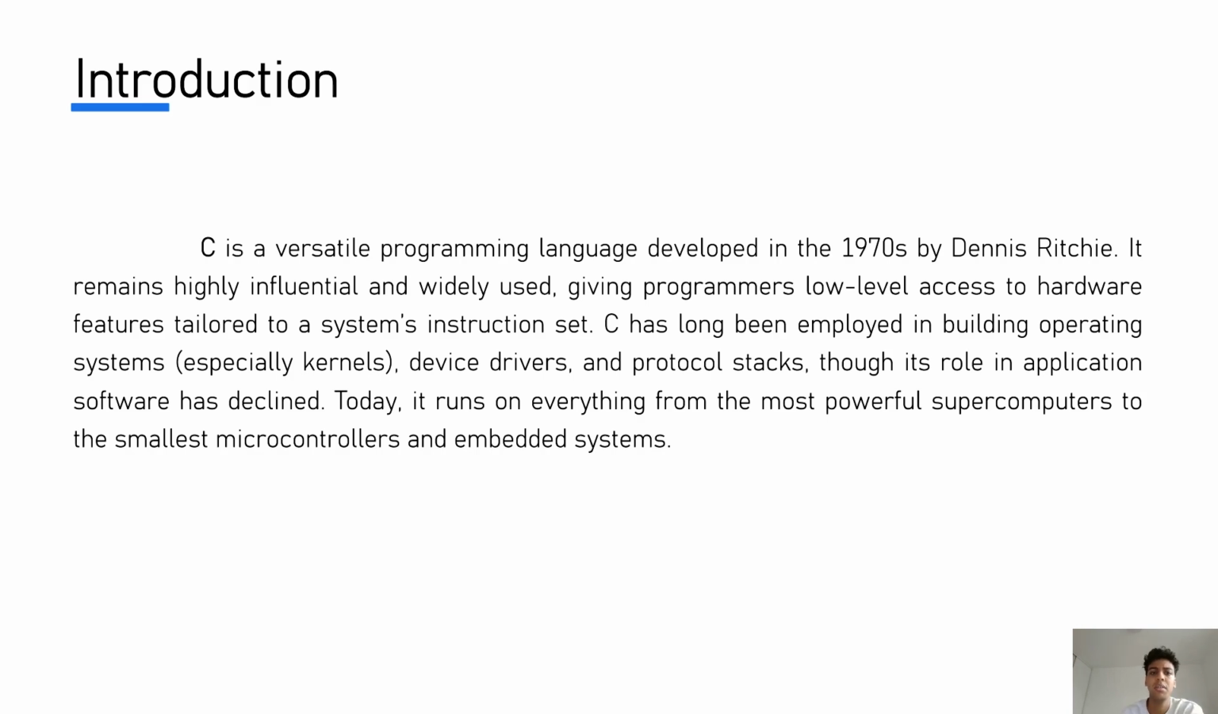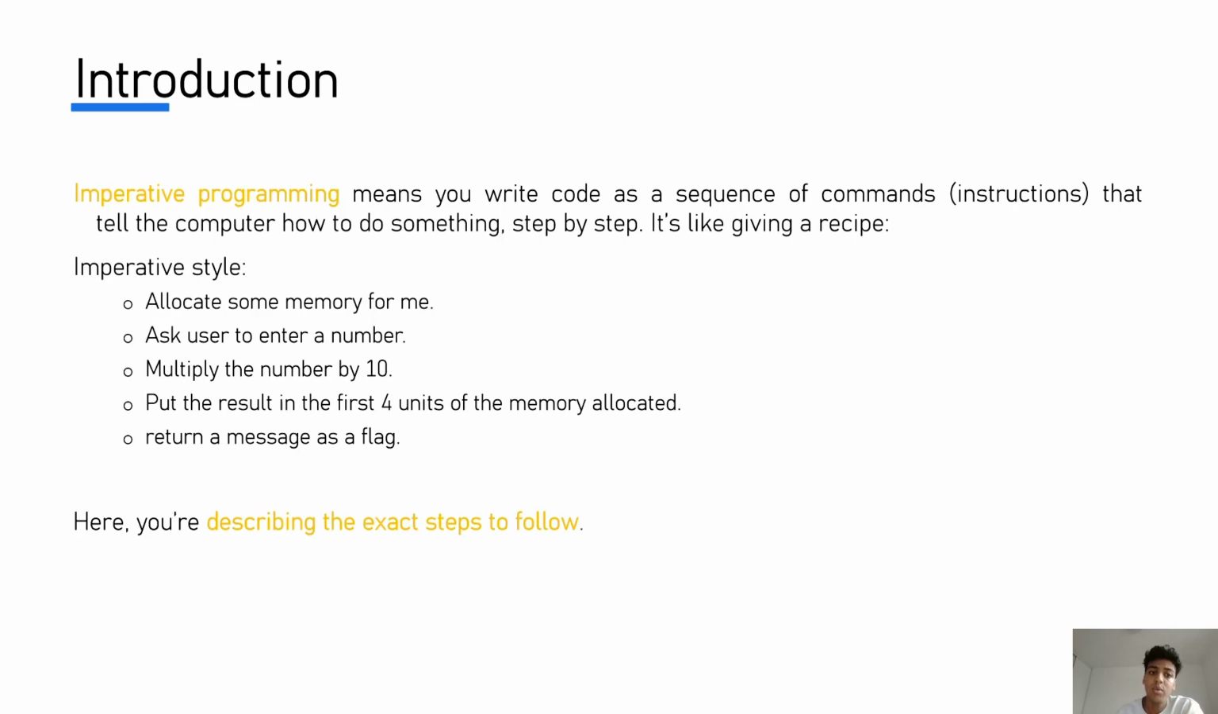As you know, C is a very famous language. It was created in 1972 by Mr. Ritchie, the same guy who created the Unix operating system. And now C is very widely used. It's used in many fields like operating systems, supercomputers, microcontrollers, embedded systems, and many other areas.